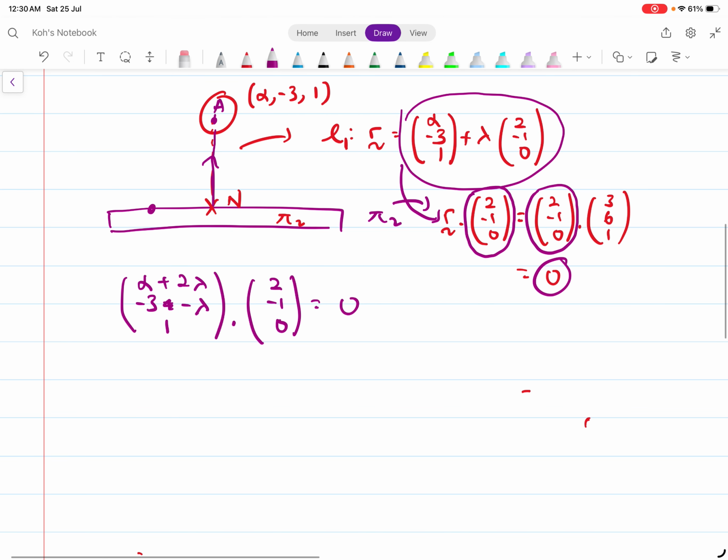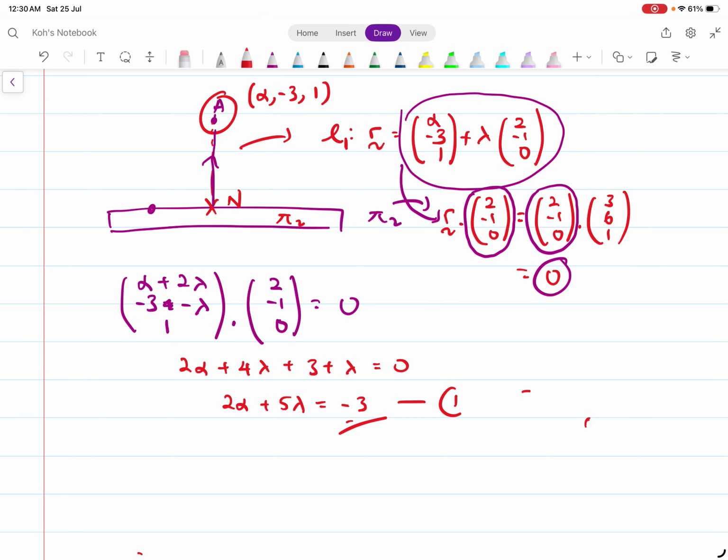Then you solve for this equation. This will give you 2 alpha plus 4 lambda plus 3 plus lambda plus 0 equal to 0. So this will give you 2 alpha plus 5 lambda, and the 3 I move to the right side, which gives negative 3. So that's the first equation. Of course I will need another equation.